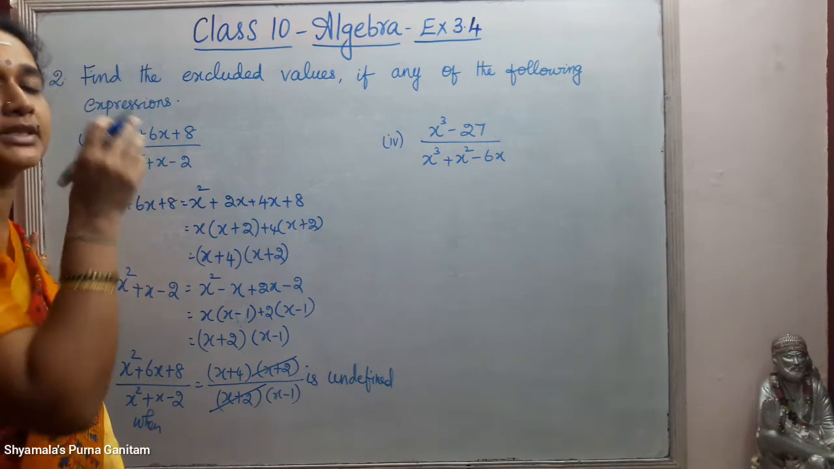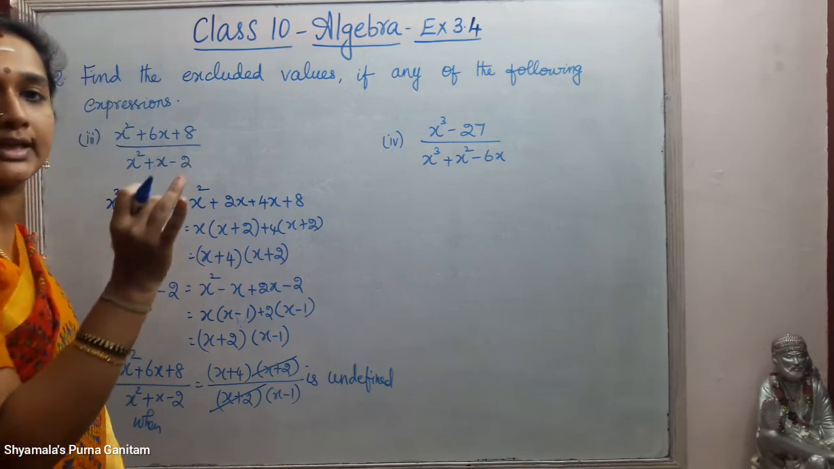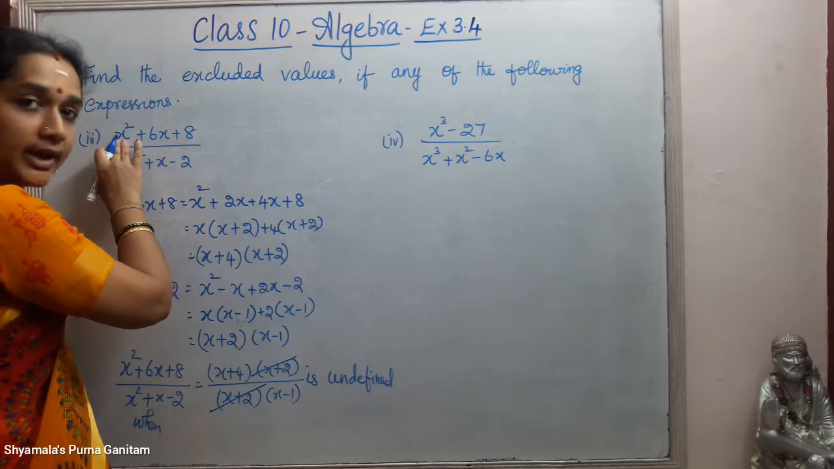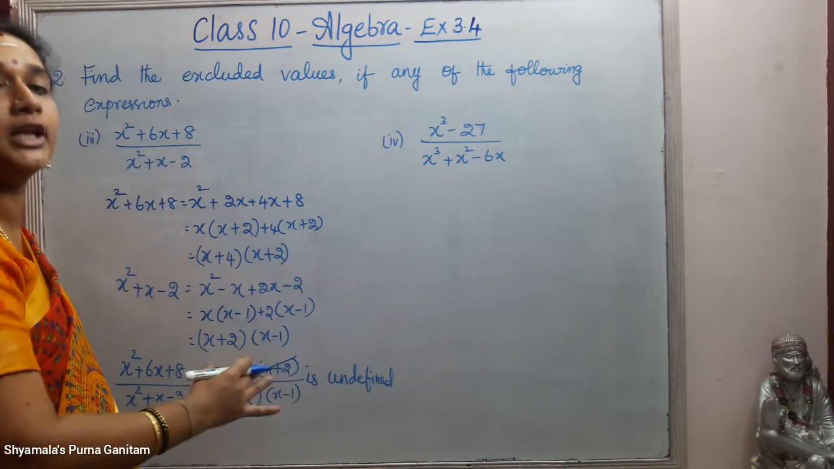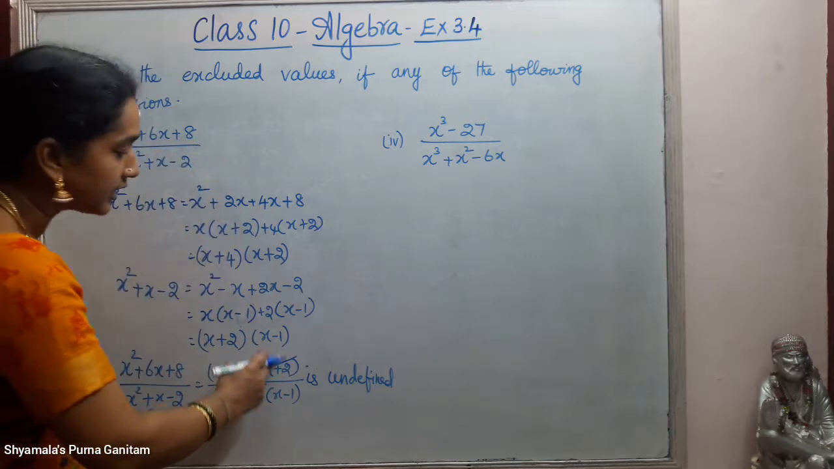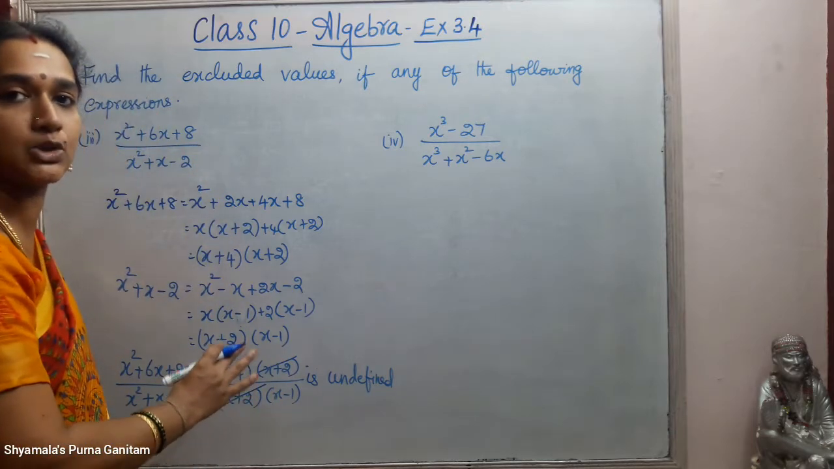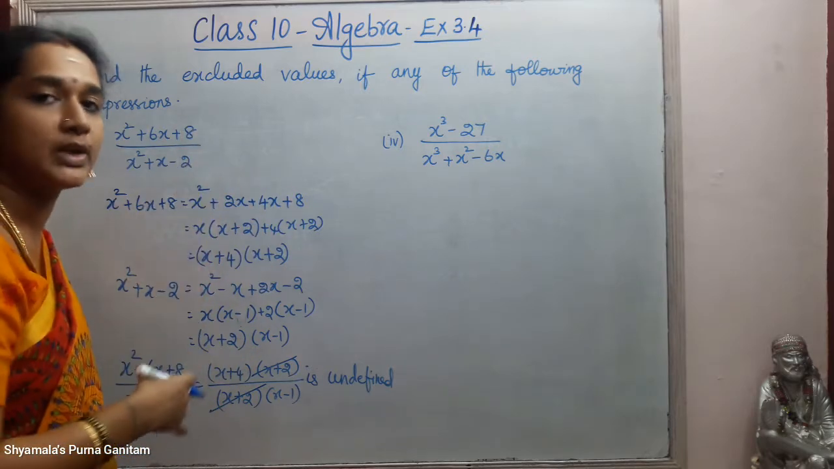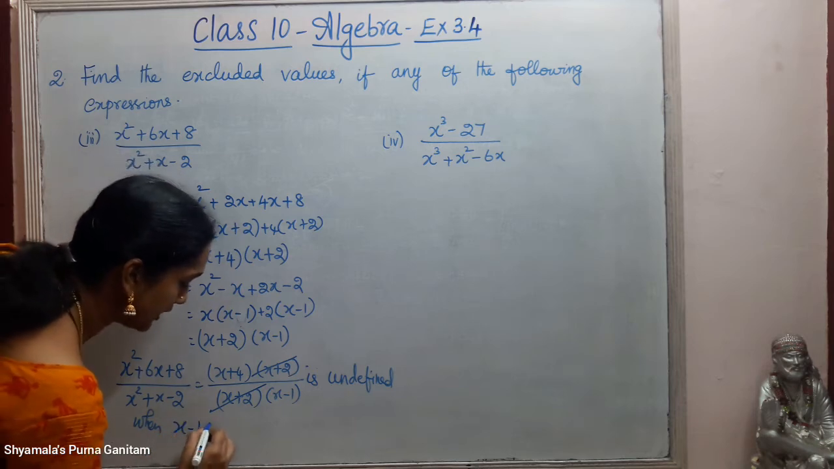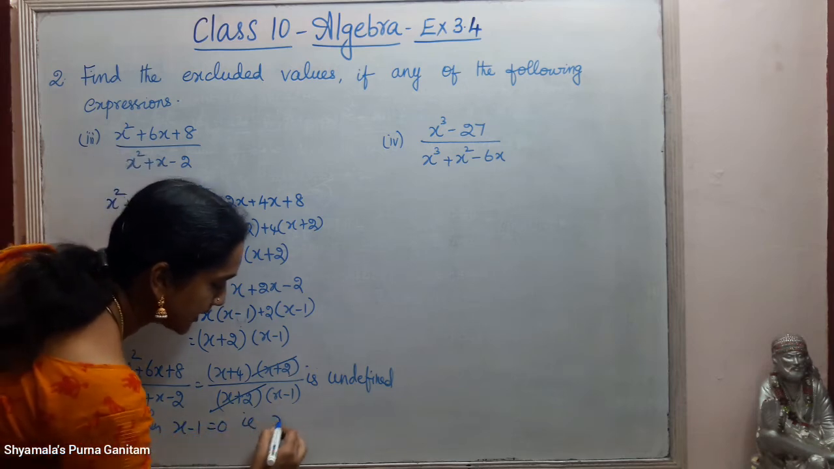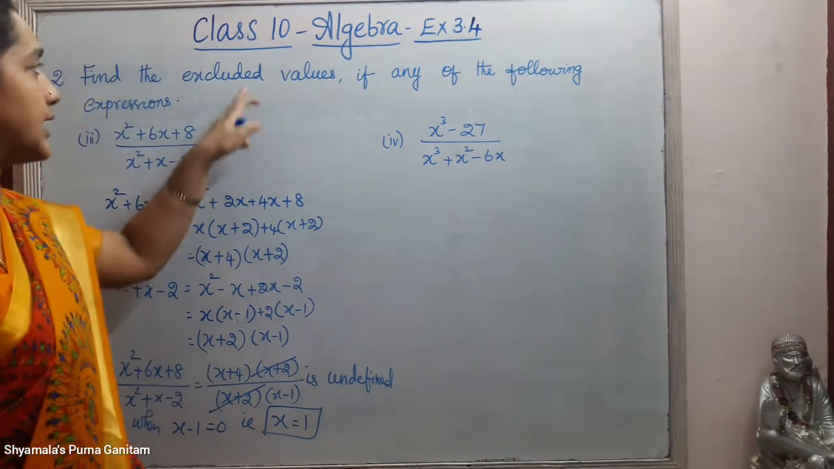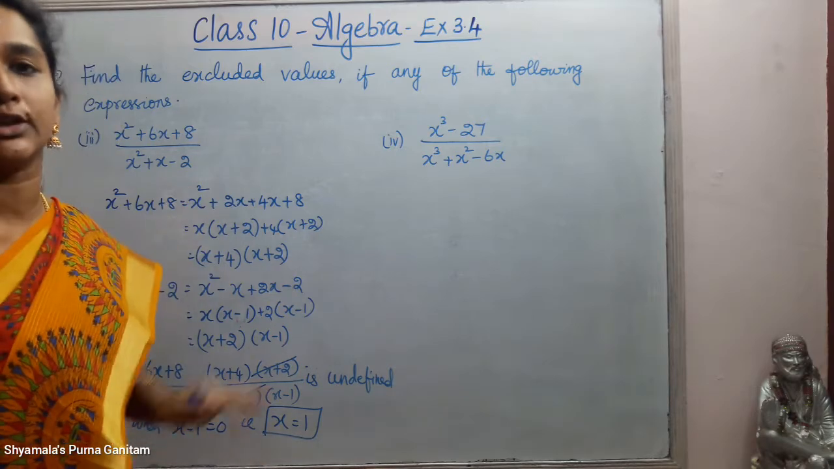In the previous two sums, only a single variable was there, so we didn't bother about the numerator. But here a square term is there. If there is any possibility to make it a reduced term, we need to check that. So when we checked, we got a common factor x plus 2 in both the numerator and denominator, so we have cancelled that. So it's undefined when x minus 1 is equal to 0, that is x is equal to 1. So x equal to 1 is the excluded value for the given expression.